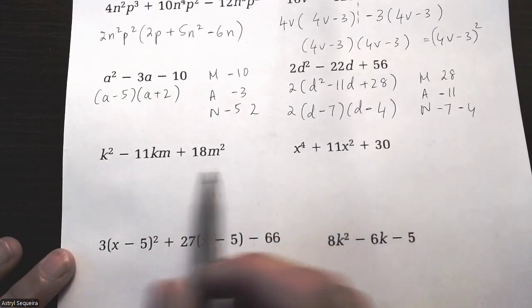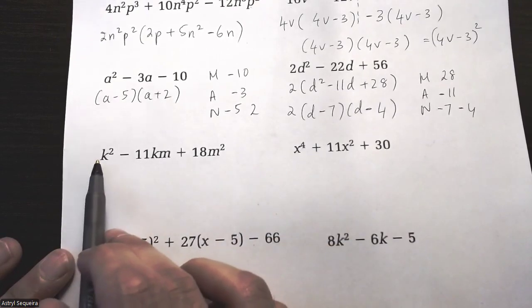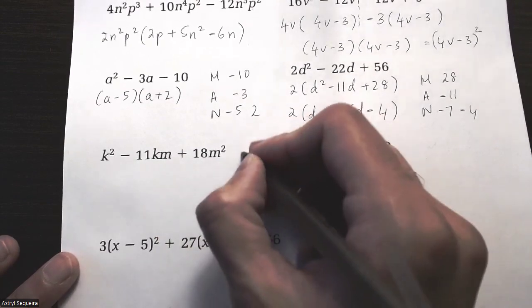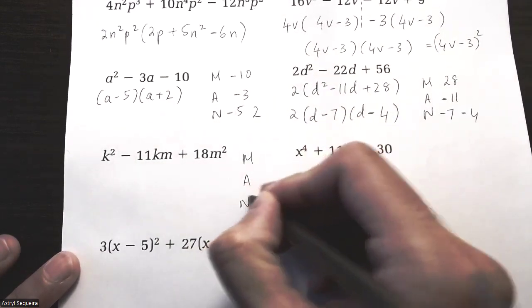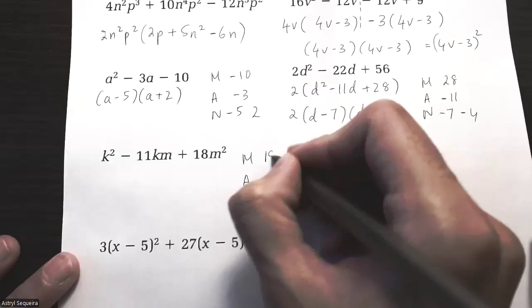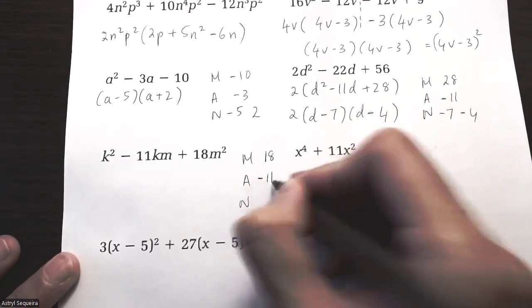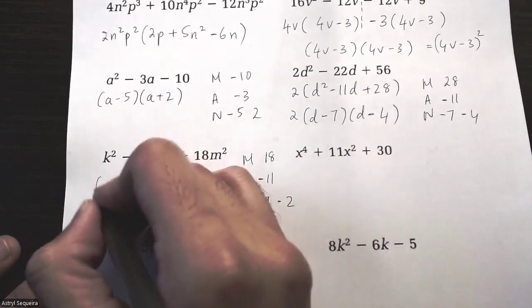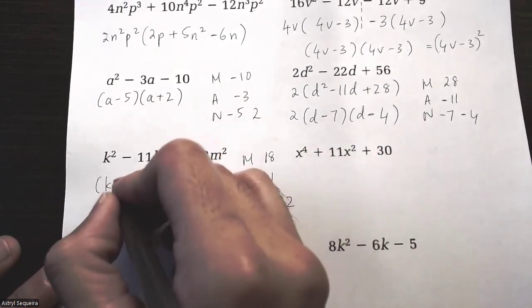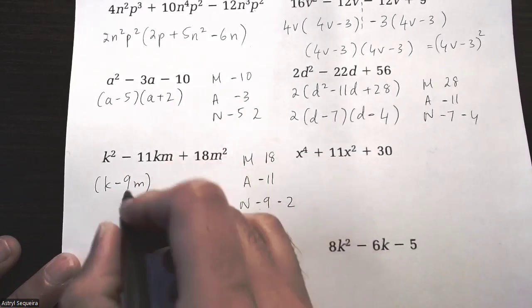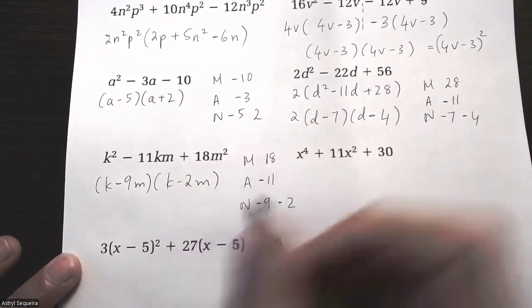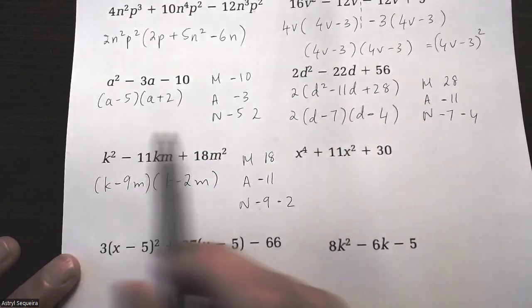Fifth one here, again, this is a simple trinomial because there's no constant in the front. We just have two variables in this one. Same idea, I'm just doing my man method. So what multiplies to 18 and adds to negative 11? It's negative 9 and negative 2. So when I write my solution here, it's k minus 9m and k minus 2m. Don't forget to include both letters like that.